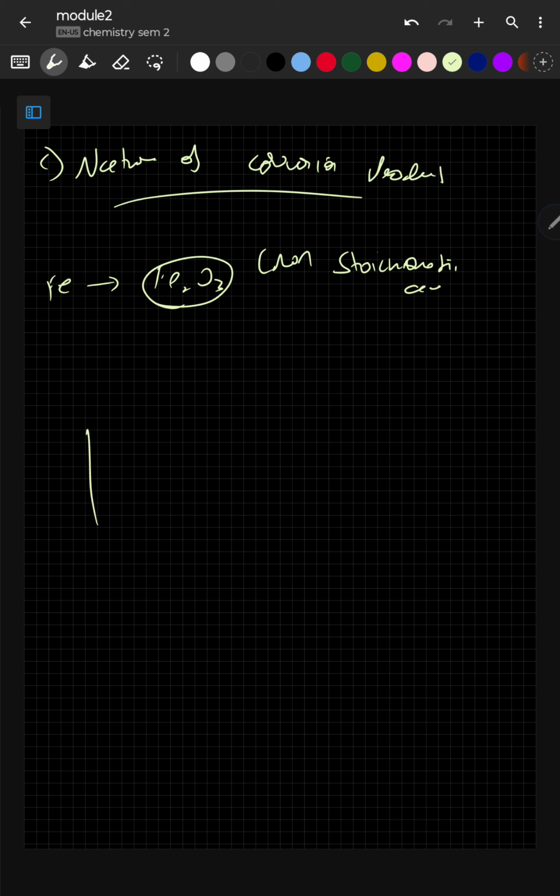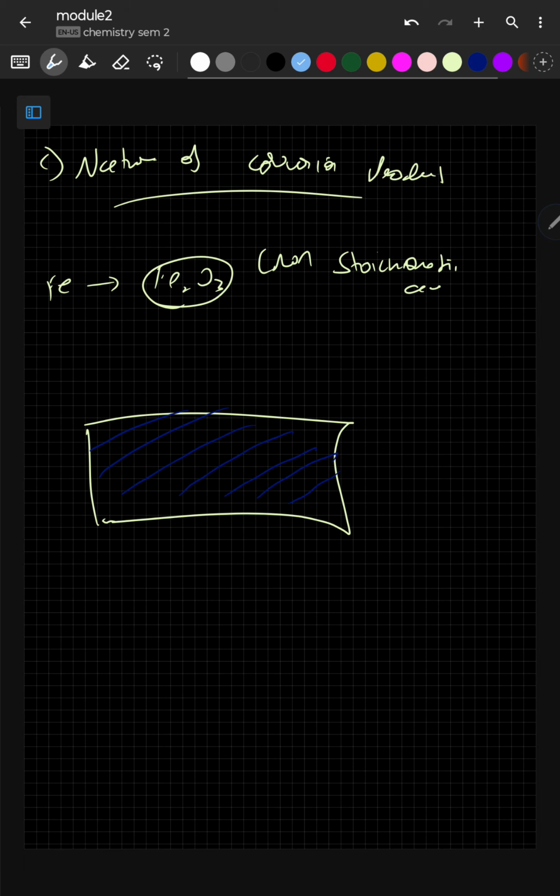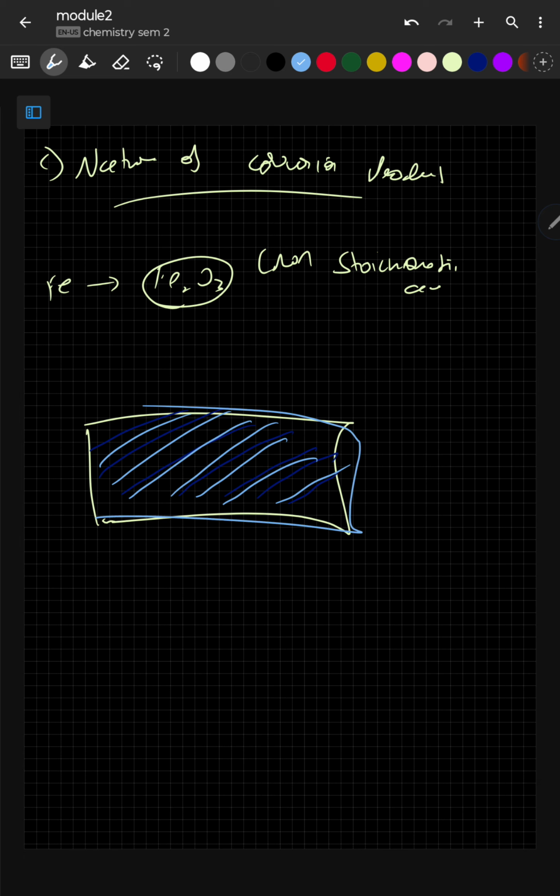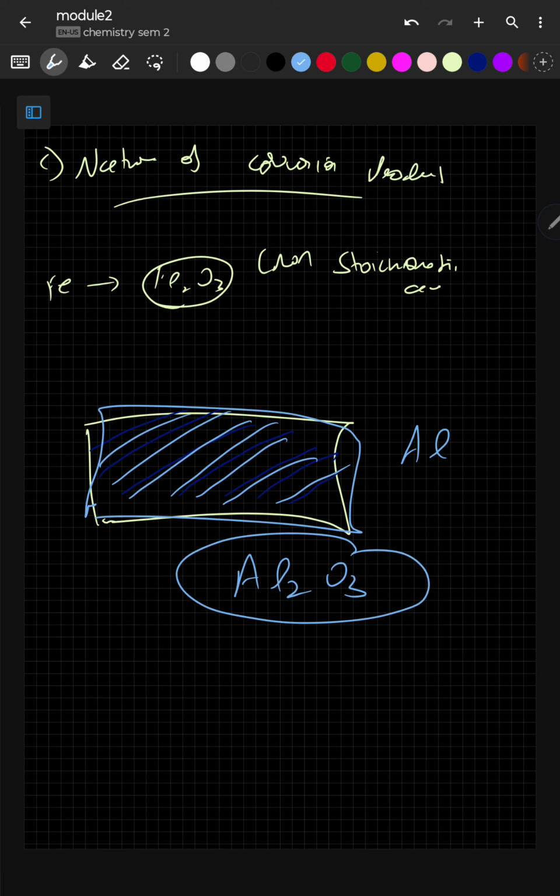Let's see, this metal layer is there. This will undergo oxidation, so basically it's getting corroded. It will form a metal oxide layer on this, which will prevent corrosion of the metal surface and further prevent the corrosion. An example is aluminium. It will form Al2O3. Aluminium undergoes oxidation and develops an Al2O3 coating. This has protective properties which prevent further corrosion.